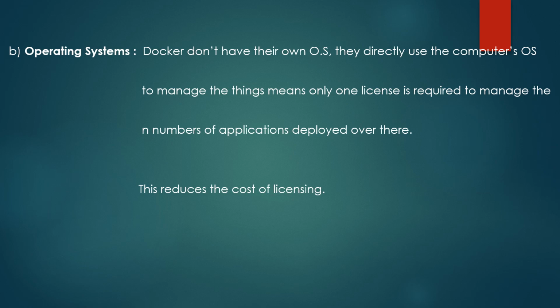Next is the OS level. Docker doesn't have its own OS. It directly uses the computer's OS to manage things. This means only one license is required to manage n numbers of applications deployed over it. So this reduces the cost of licensing as well. And so these are the two main reasons by which Docker is replacing the hypervisor.